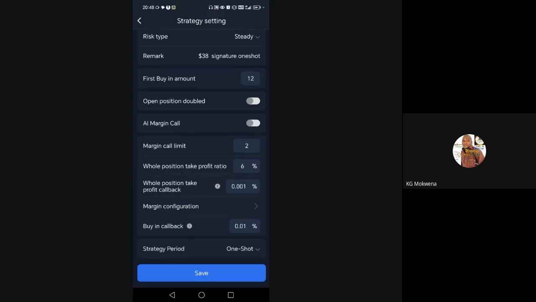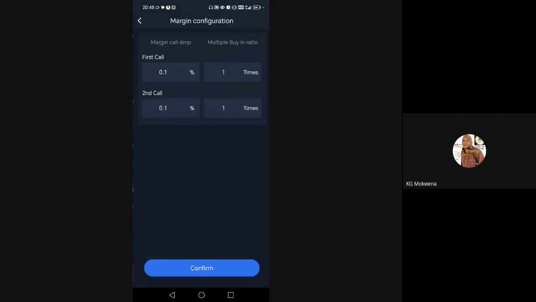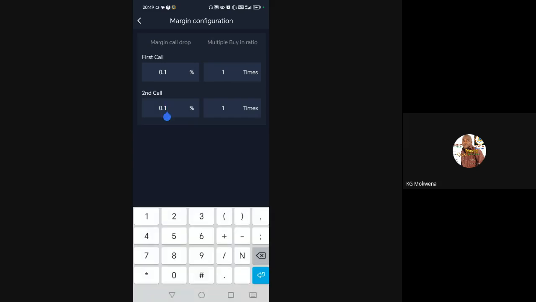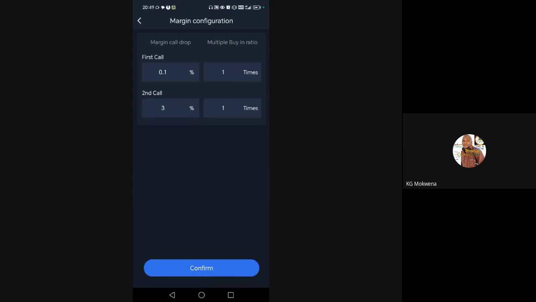So now, whole position take profit callback. We are okay with it. Please click on the margin configuration. So what is happening now is this. Where there's first buy in, it's okay. Okay, let's put on second call, at least let's put 3%, for instance. These are one shots. Just put 3% there on the second call. Because mostly, business partners, when you go into one shot, it's because you go into a coin that you see is doing well or is about to pump, for instance. Click on confirm.